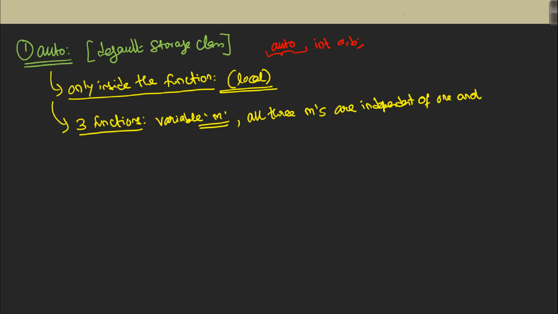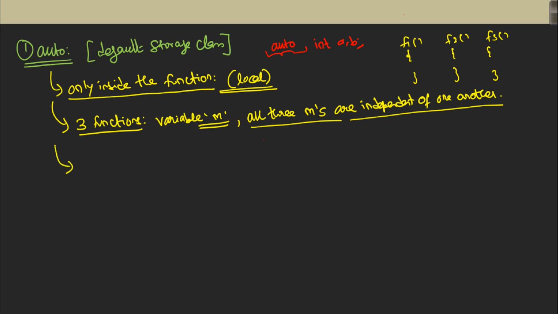That means there is no connection. All three m's are independent of one another, meaning there is no connection among these three m's, because the first m will be present under function 1, the second m under function 2, and the third m under function 3. So there is no connection among these three m's. This you should be very clear.